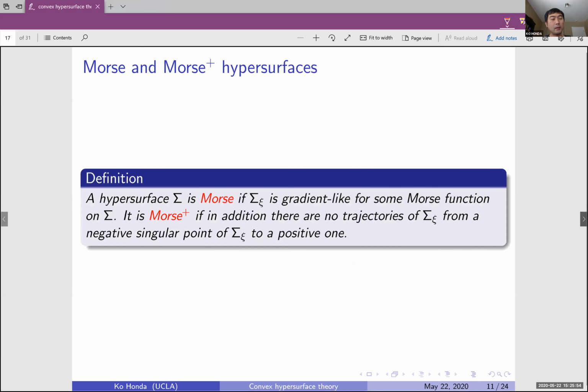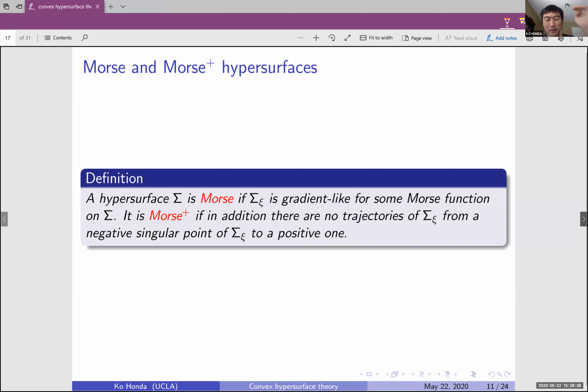Okay. And there are two definitions, one sort of obvious and the other sort of crucial, but maybe less obvious. So we say a hypersurface sigma is Morse if the characteristic foliation is gradient-like with respect to some Morse function on sigma. I think that's pretty straightforward. We say that it's Morse plus if in addition, there are no trajectories of the characteristic foliation from a negative singular point to a positive one. So remember that negative ones have higher index. And by the way, the gradient trajectories are positive gradient trajectories.